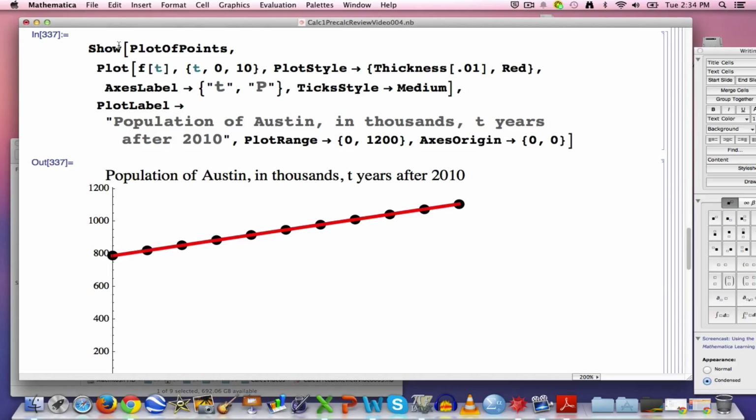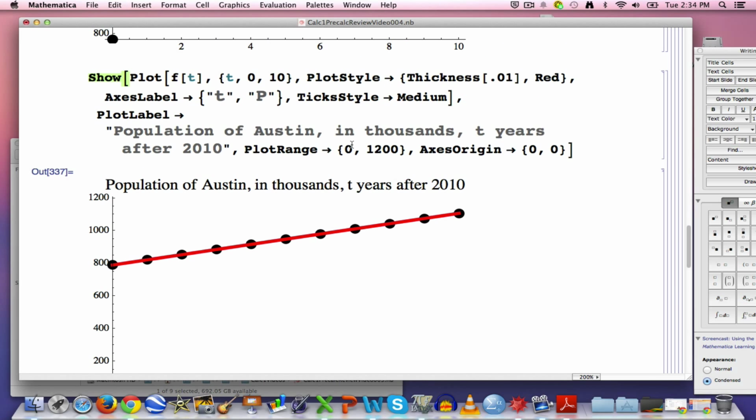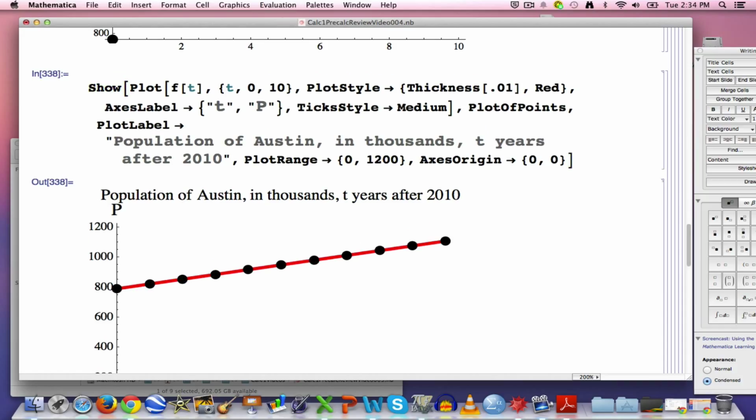I guess I will show you one more thing, sorry. I'll show you that the order matters here as far as the Show goes. These dots are sort of behind the line segment there. If I put the plot of points after the regular plot, like right here, it will put them on top of the line segment because it's second. There we go. That's probably better. Okay, I'll end the video there.